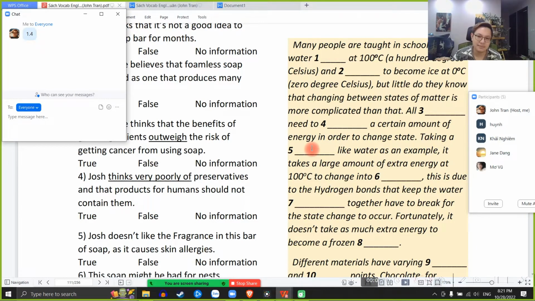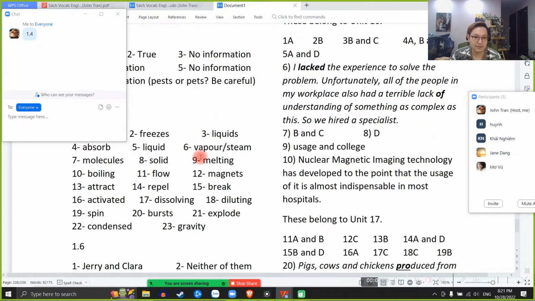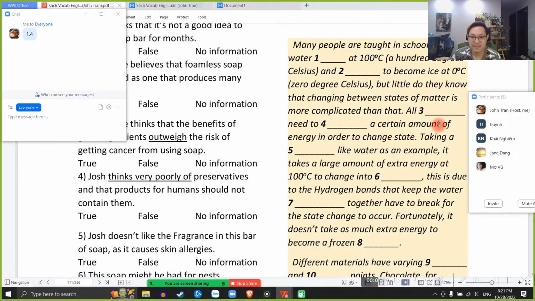To change into ice, right? To change into vapor or steam. This is due to the hydrogen bonds that keep the water molecules together.